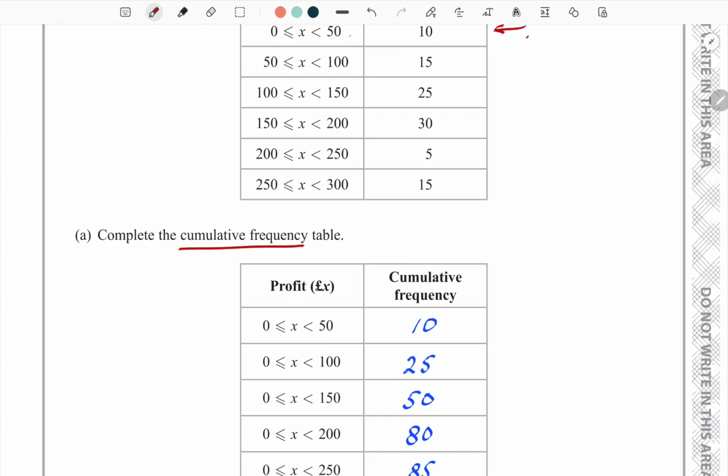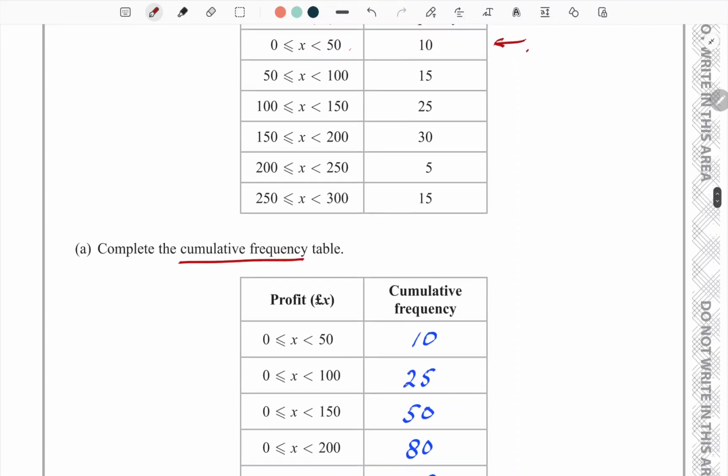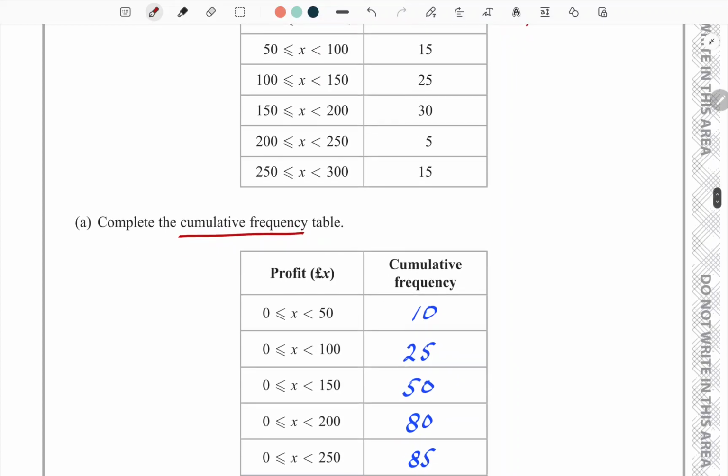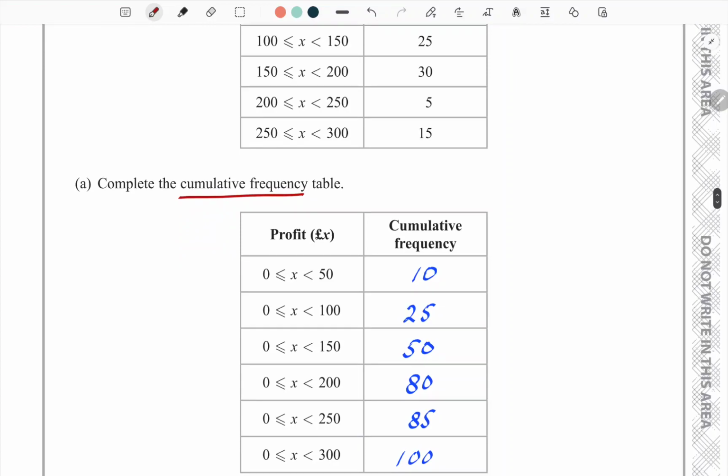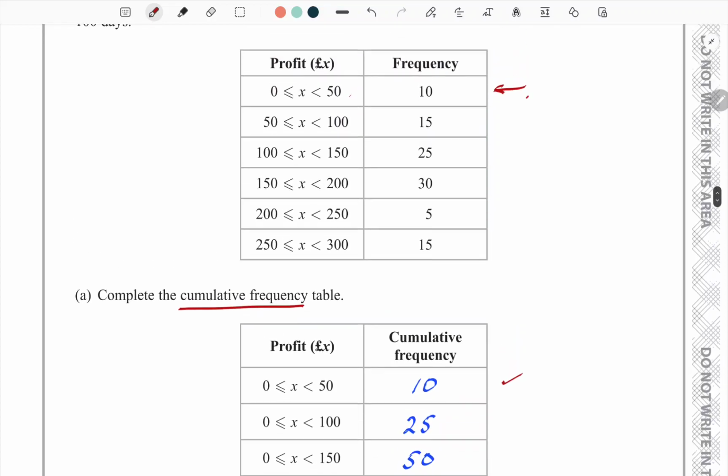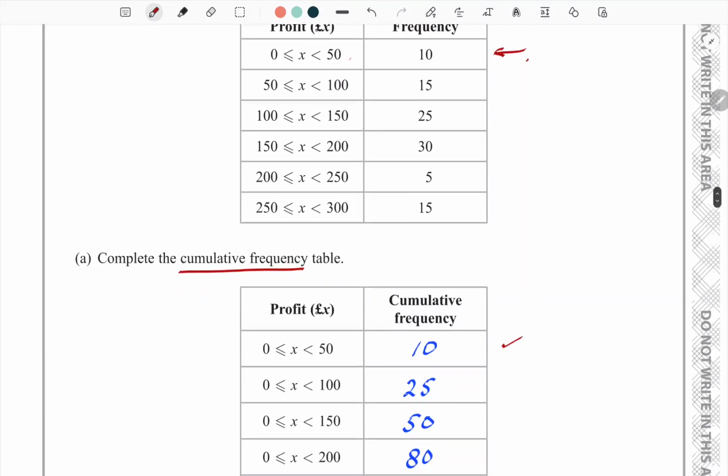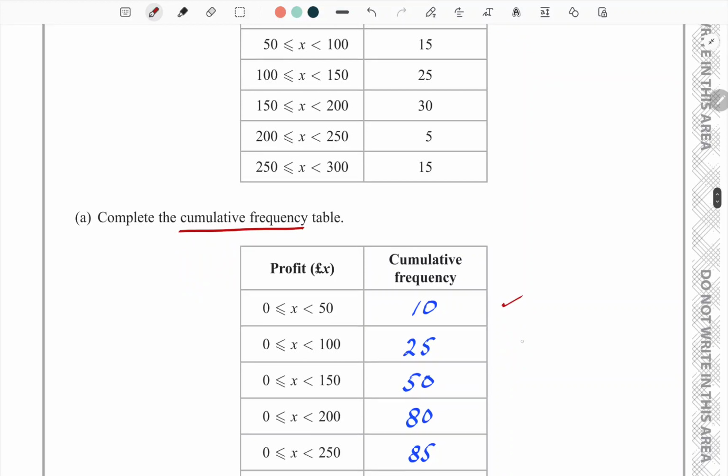All right. And all that means is you are taking a frequency up to and including whatever the class you're talking about. So let me just explain what that means. So between 0 and 50, we know it's 10, so that's fine. But between 0 and 100, we have to take the 0 to 50, and we have to take the 50 to 100. All right, so you're adding that on. So that's 10 plus 15.